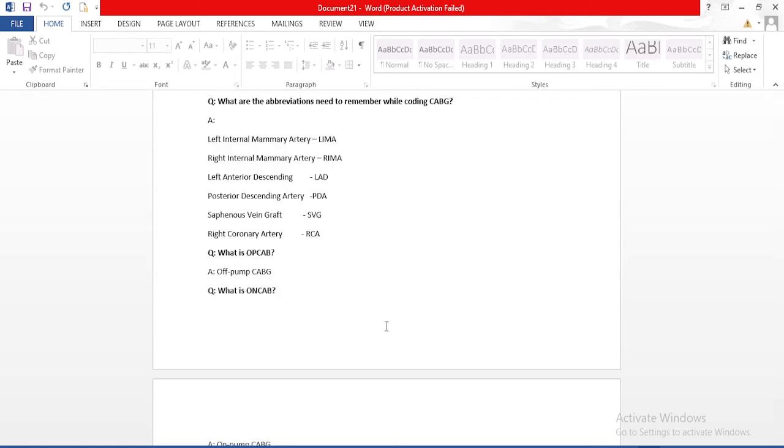What are the abbreviations we need to remember while coding CABG? Sometimes what happens is, while the physician reports the operative procedure, he will mention only abbreviations in the operative report, and he will not give clear documentation. So while we are coding CABG procedures, we need to know a few abbreviations which are very essential in CABG coding. So we will learn those now.